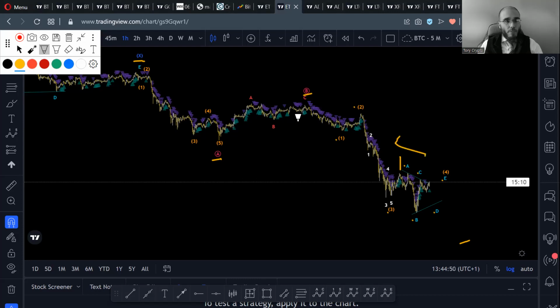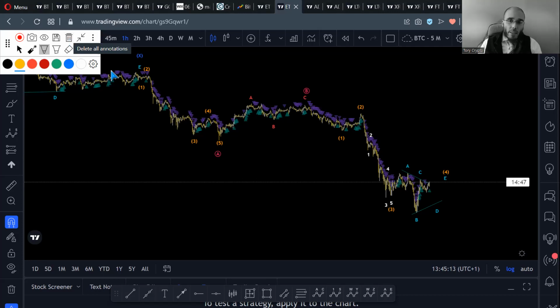So probably I can draw, sorry. I have a new mouse, an ergonomic mouse, and it's hard to draw with it. But anyways, you get the idea. Probably the low is not in. We have one more low to make before we go higher. But we could be close to a low, according to Elliott wave.